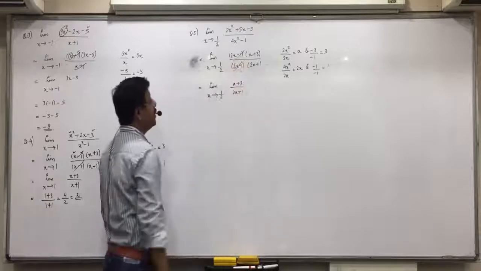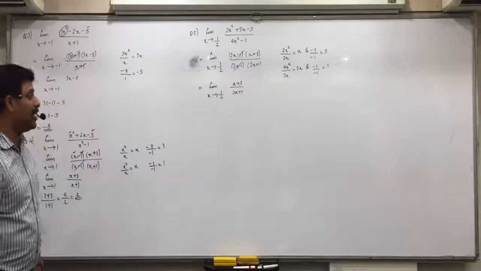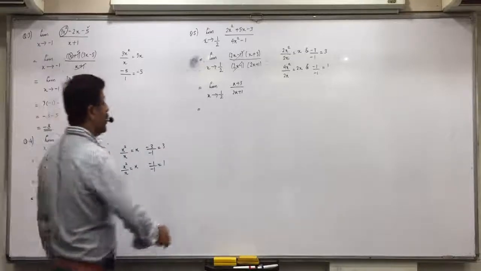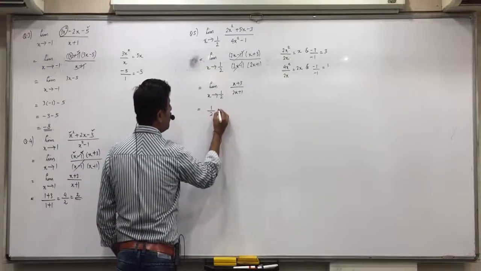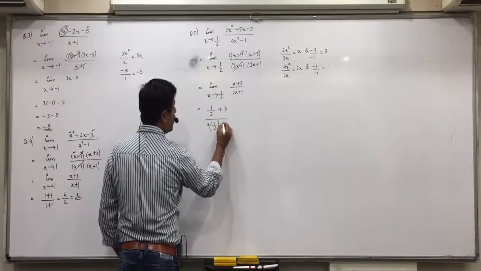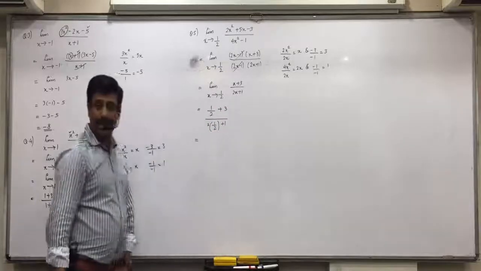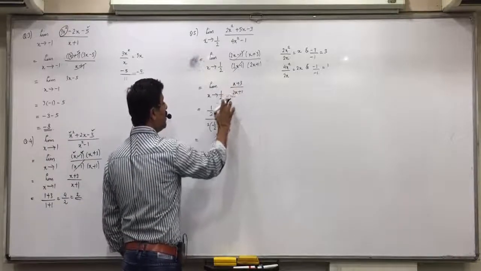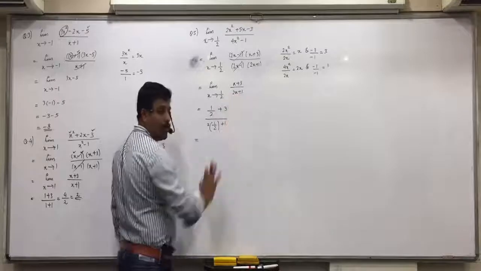2x minus 1 will get cancelled. So limit x tends to half, 2x plus 3 divided by 2x plus 1. Now in x we'll put 1 by 2. So 1 by 2 plus 3 upon 2 into 1 by 2 plus 1. Are you all clear with this? In x we'll put 1 by 2, so 1 by 2 plus 3 divided by 2 into 1 by 2 plus 1.